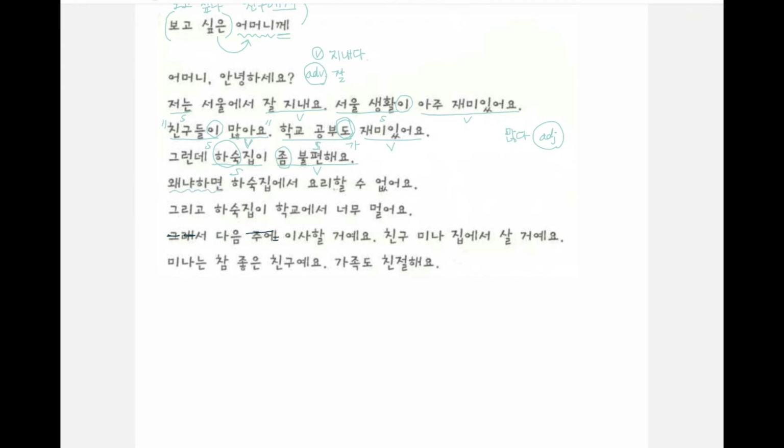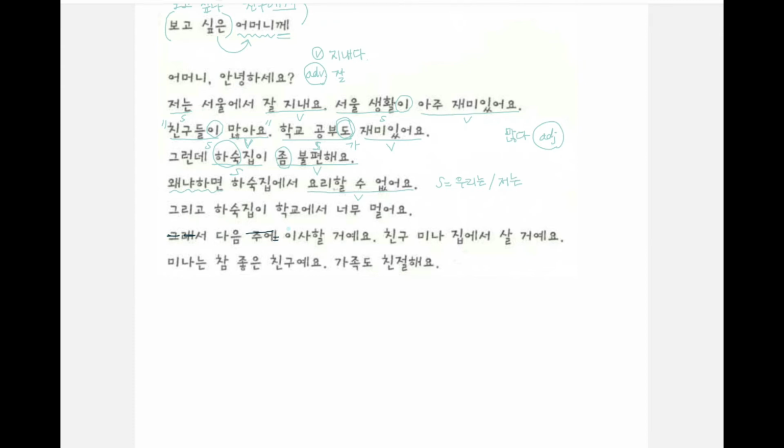왜냐하면 because 하숙집에서 요리할 수 없어요. 자, where is the subject here? Excellent. There's no subject, isn't it? It is hidden. 자, 요리할 수 없어요 is a verb. Can't cook. Who can't cook? Everyone in the house. So the hidden subject will be 우리는 or 저는, I or we. 우리는 or 저는 하숙집에서 요리할 수 없어요. We can't cook at the boarding house.